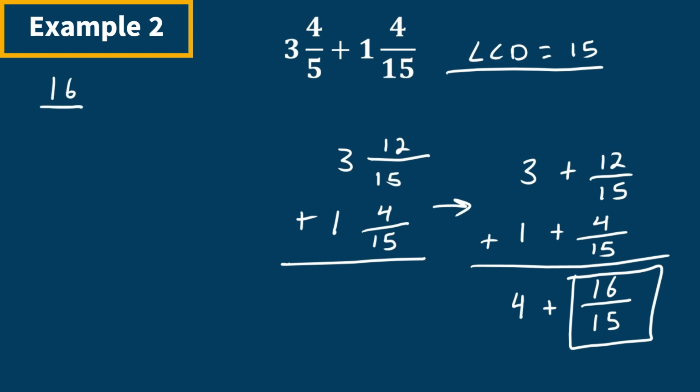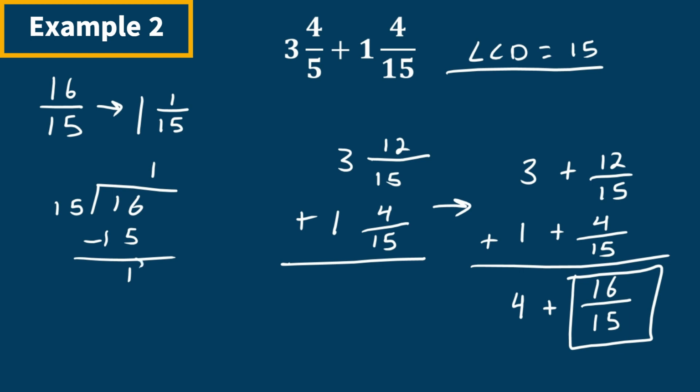So 16 over 15 can be written as 1 and 1 over 15. And the way we do that is basically by dividing. So I'll show you how to do that right here. What we do is we divide 16 by 15. 15 goes into 16 one time, and when you subtract here, you'll have 1 as the remainder. So that number is going to be the numerator, and the denominator is going to be this 15 here. So that's how you write an improper fraction as a mixed number.